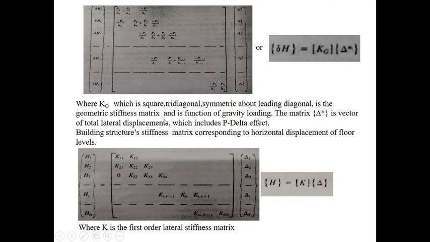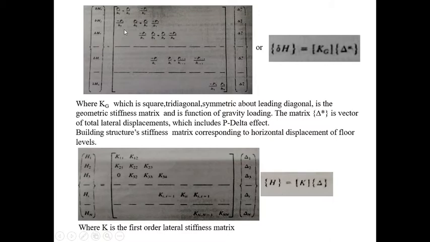So this will be produced in the matrix form, wherein here will be the horizontal load increment. Then these are the P by H terms, which include the gravity loadings, that is the P delta effect, and these are the lateral displacements. In simplified form it is written like this: the flower bracket matrix of delta H, the increment of the horizontal loads, equals K into delta.